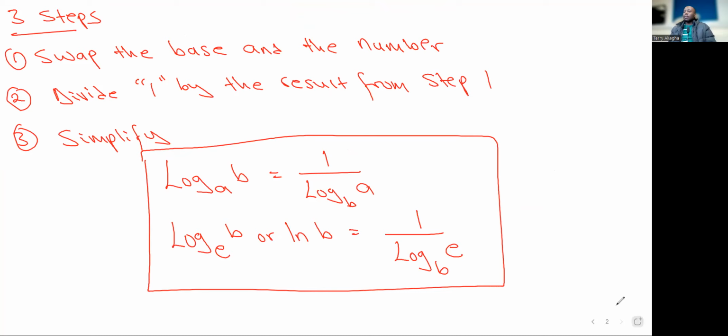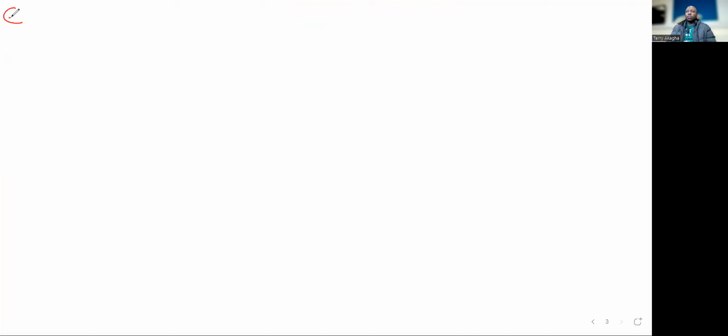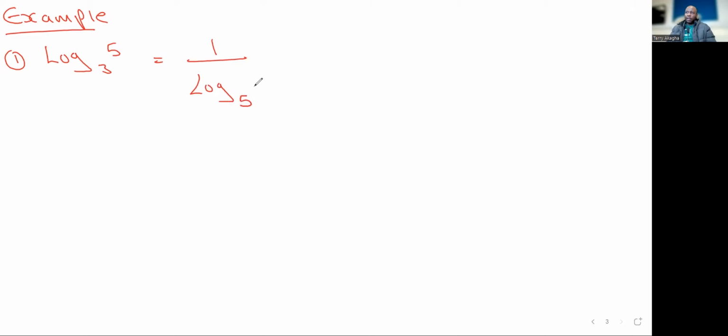All right, let's pick an example, okay? Let's say we have log of 5 to base 3. I want to find the reciprocal, make it to be base 5 of 3, and that will be equal to 1 divided by log of 3 to base 5.